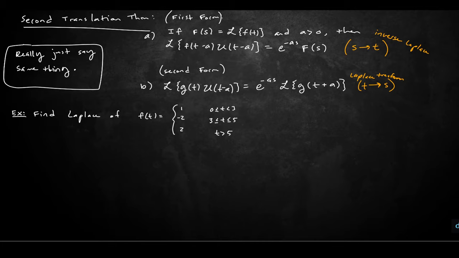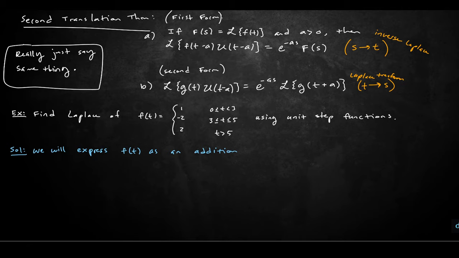Now we could do this using the definition. We just have three integrals, integral from 0 to 3, integral from 3 to 5, integral from 5 to infinity. But we're going to find the Laplace of f of t using unit step functions. So what we need to do is rewrite our function in terms of unit step functions. So solution. We will express f of t as an addition and subtraction of unit step functions.